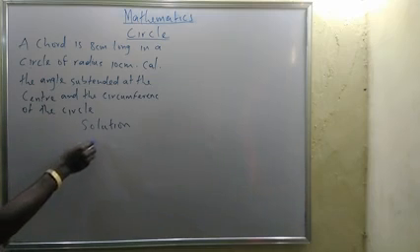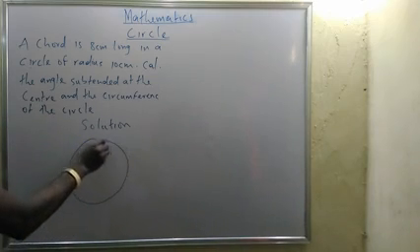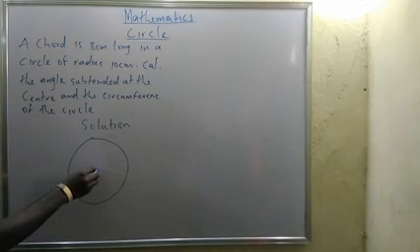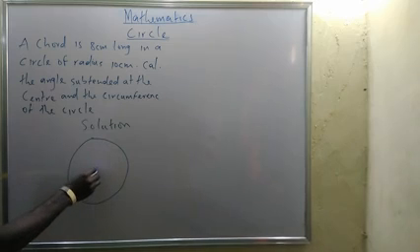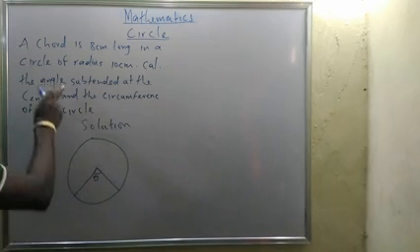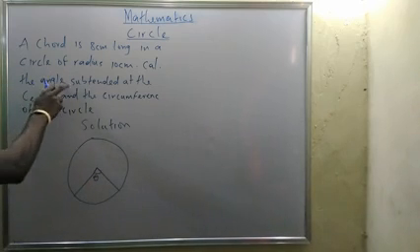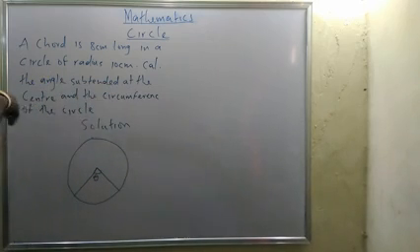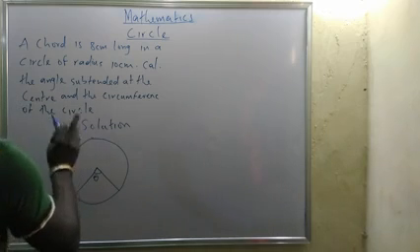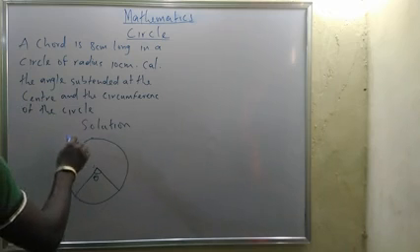Okay, let me first interpret it in diagram form. This is the first thing I will do. It means this is the center. I will direct the angle we are talking about. This is the theta, which is the angle suspended. Angle suspended at the what? At the center. Now, we have a radius of 10 centimeter.